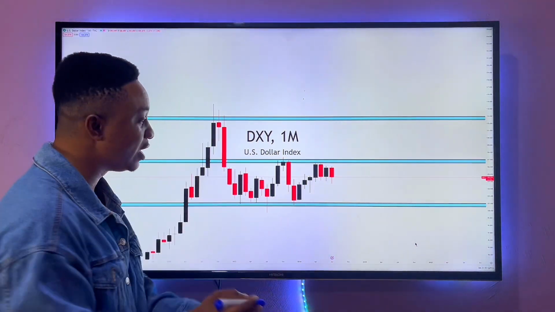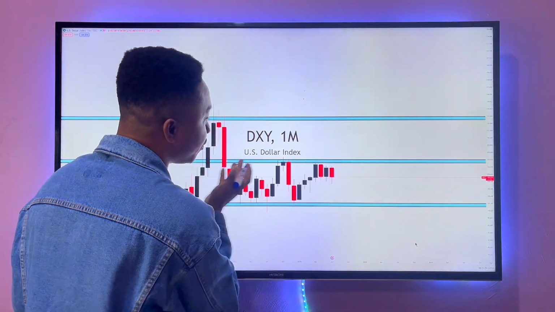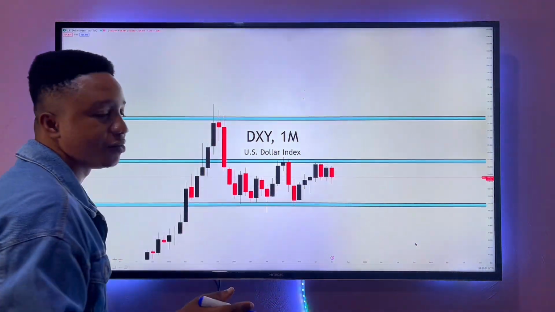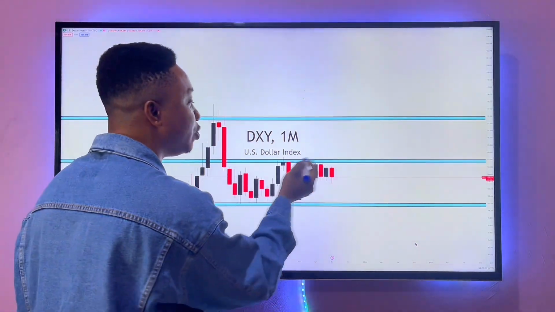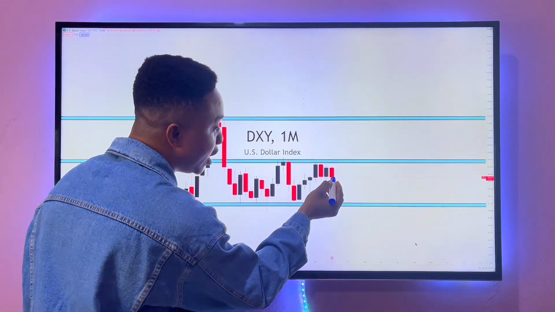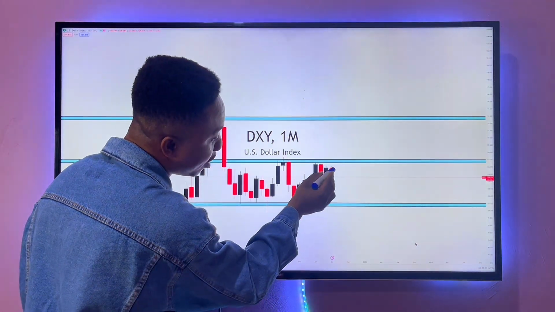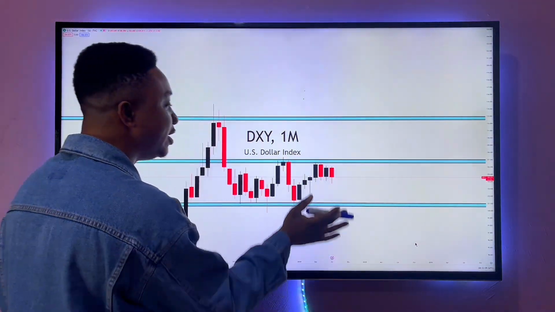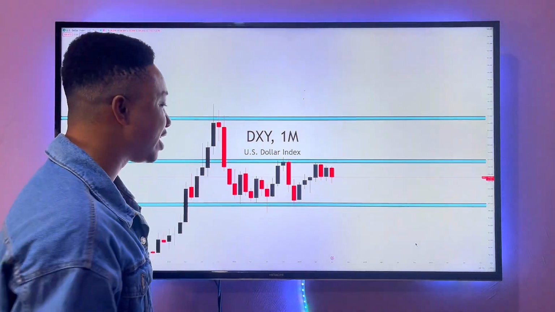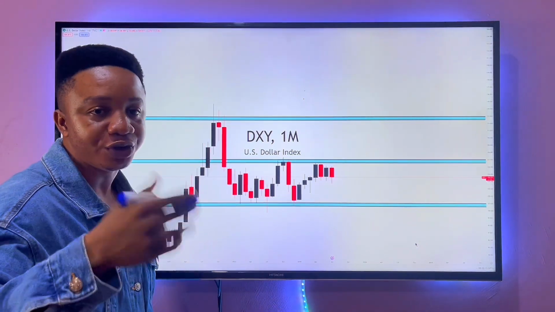But price is currently on the resistance level of this monthly time frame. But the question is, where is price moving on this resistance? Are we going to see a move to the upside or a move to the downside? Now, these two questions can be answered as we take you through the various time frames.